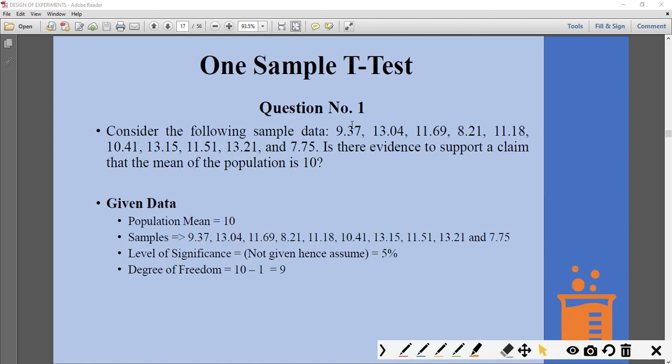Okay, so now we will see the first example of one sample t-test, right? As I told you, why is a one sample t-test used? One sample t-test is used to compare the mean of the population with the mean of the sample. Okay, why is a one sample t-test used? To compare the mean of the population with the mean of the sample.